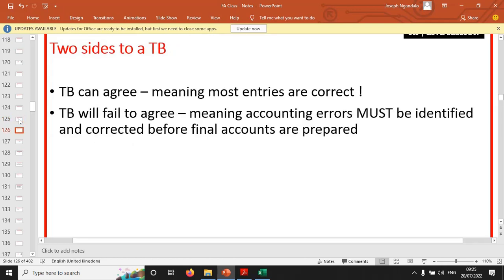Now I want us to progress. I hope that you have written something. So in the event when the trial balance agrees, it means that most of the entries are correct. Again, most does not mean all the entries are correct. Did you hear that? But if the trial balance fails to agree, then it means some accounting errors have taken place, and they need to be identified and corrected.